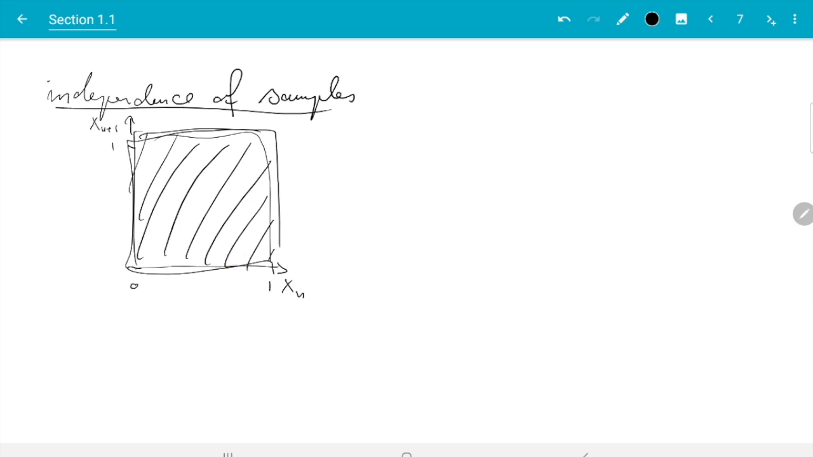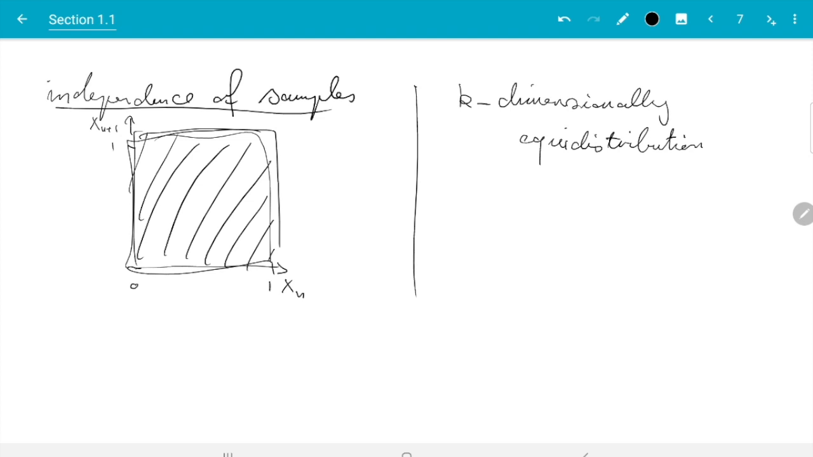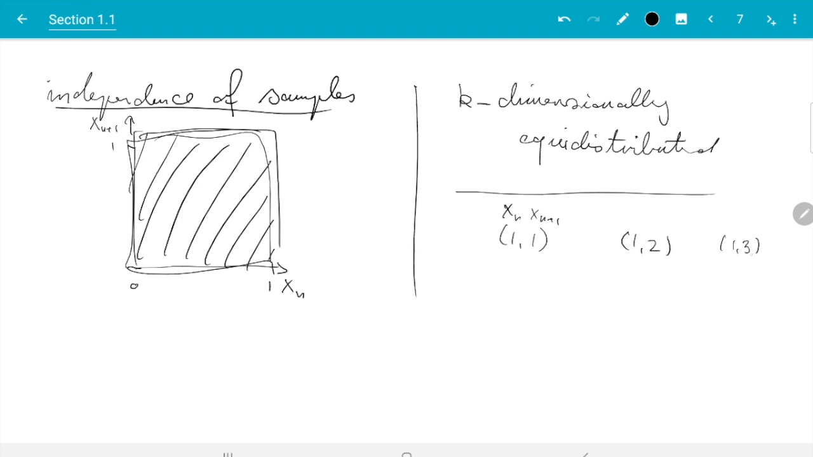And the third one I want to only very quickly mention here, there is a theoretical criterion which is called the property of being k-dimensionally equidistributed. A sequence of numbers is k-dimensionally equidistributed if every k-tuple of possible outputs occurs equally often in the sequence. So, for example, for the LCG, we can look how often does the pair 1-1 appear as xn and xn plus 1 in the output in a long stretch of sequence, and we can ask how often does 1-2 appear in the output, and how often does 1-3 appear in the output.